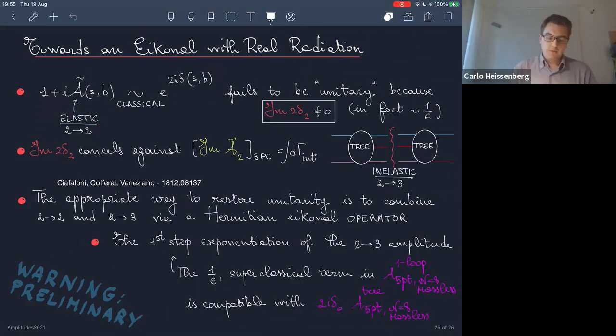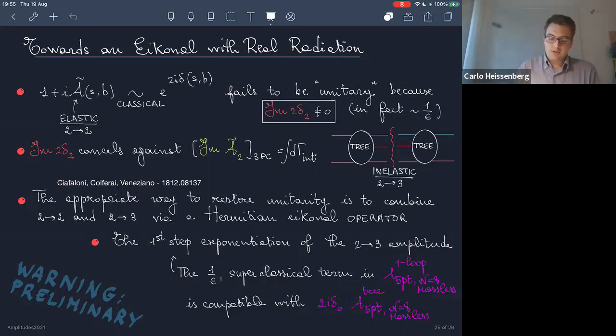So let me conclude with an observation that has to do with combining the elastic exponentiation I've been dealing with and these inelastic amplitudes that are also important to determine the gravitational waveforms. In fact, already the presence of this non-trivial imaginary part is a bit suspicious and clashes with our expectation that the exponentiation should give you something unitary. It hints that we are really neglecting some channel, and therefore we get this exponential suppression.